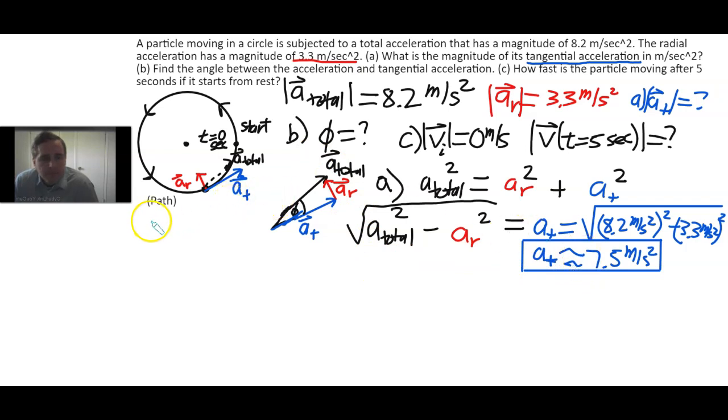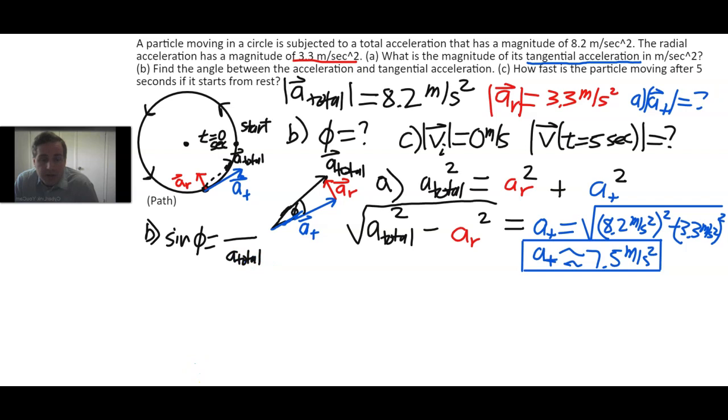Okay, let's see. Part B, find the angle between the acceleration and the tangential acceleration. So I think that's phi. So for phi, we can probably use the following. Even if we made a mistake on AT, we know what AR and A total are. So I think that opposite over hypotenuse is the sine function. So the sine of phi should be AR divided by A total.